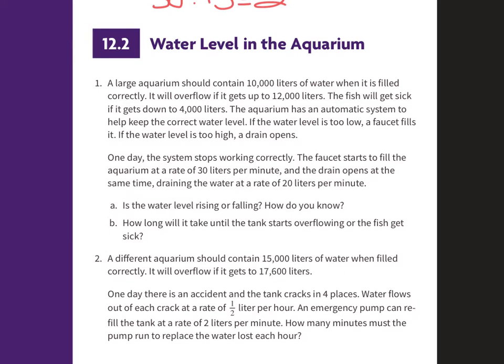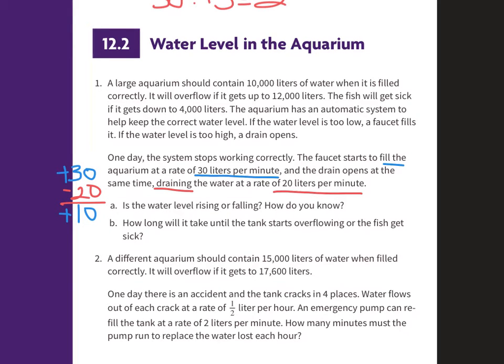So, it's filling from the faucet at 30 liters per minute, and then draining at 20 liters per minute. So 30, we're adding, so it's going to be positive 30. And 20, it's draining, so we're going to subtract 20, and we get positive 10, so it is rising.